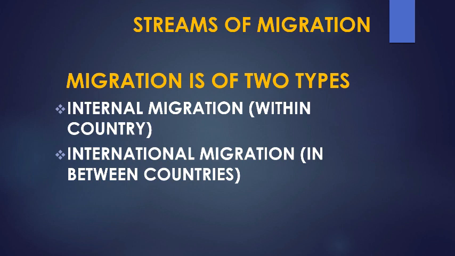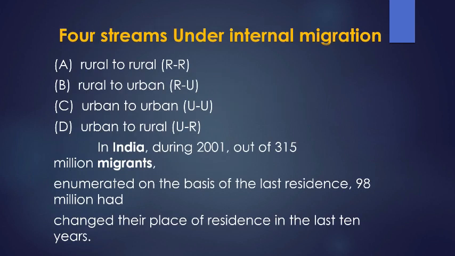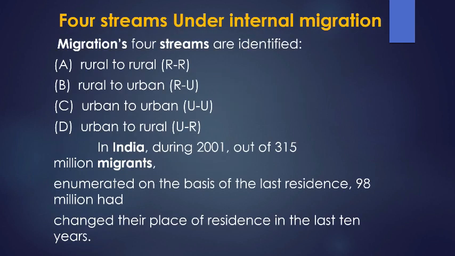And then comes migration within the same country. Within the same country, people can migrate from one region to another, one state to another state. So it's called inter-regional migration. So basically we'll be discussing two types of migration: internal, that is within the country, and international migration, that is between the countries. So here come the four streams under internal migration, within the country.